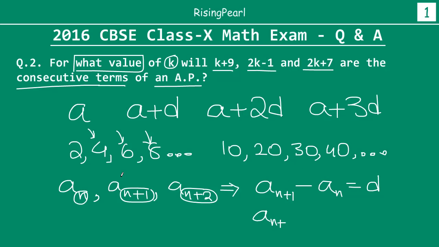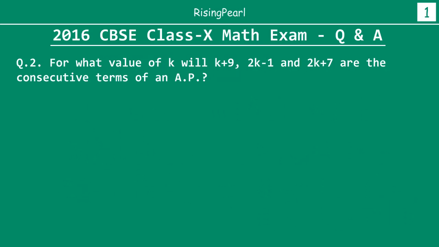So the point is, if I take this term and subtract the previous term from it, I'll get the common difference, right? Similarly, if I take a n plus 2 and subtract a n plus 1 from it, again I'm going to get the common difference. So I can simply equate these and see what the value of k is. So let's do one thing. Let's clean this up and give ourselves more space.